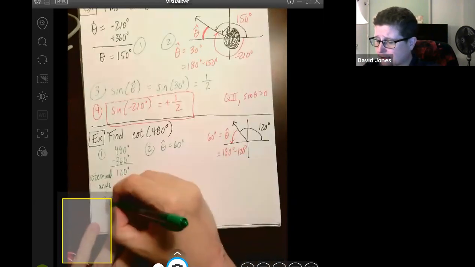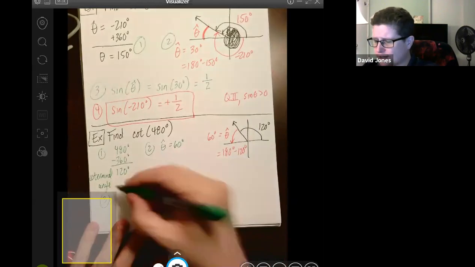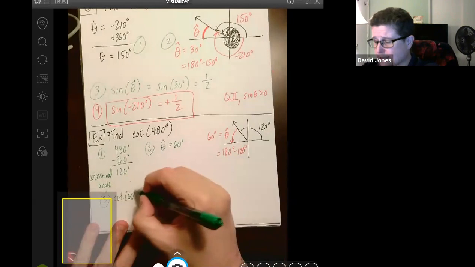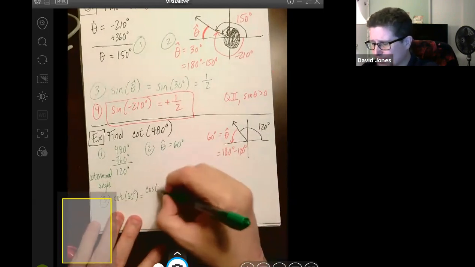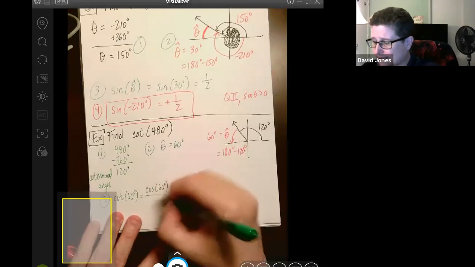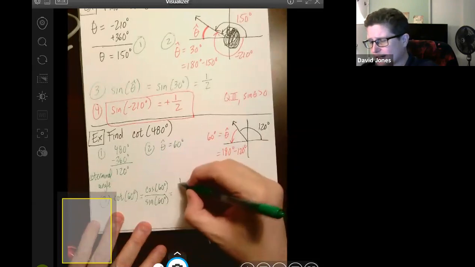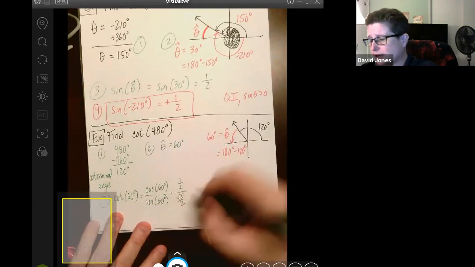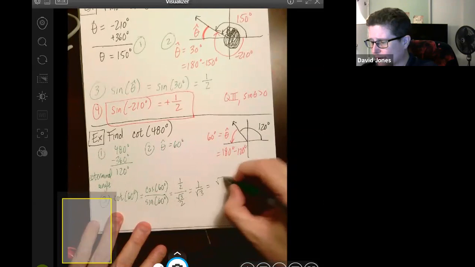Step 3. We want cotangent of 60 degrees. I don't have this table memorized, but I do have the cosine and sine memorized. Cotangent is cosine over sine. Cosine of 60 degrees is 1/2. Sine of 60 degrees is √3/2. This ends up being 1/√3 or √3/3.